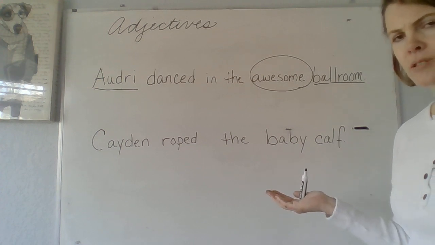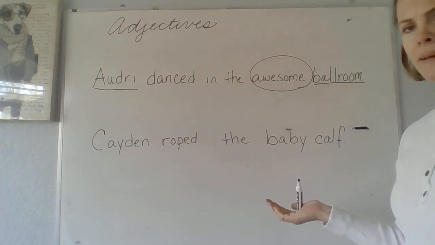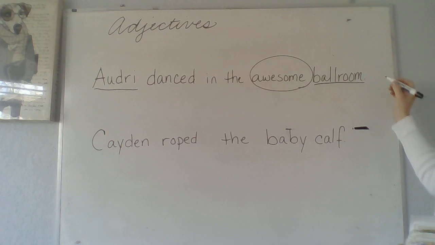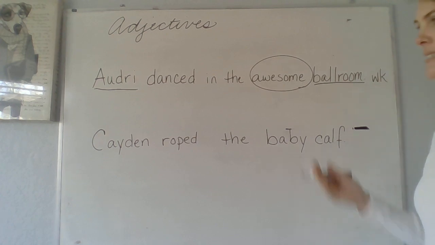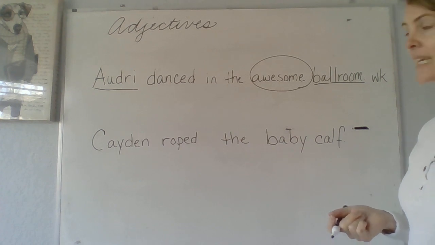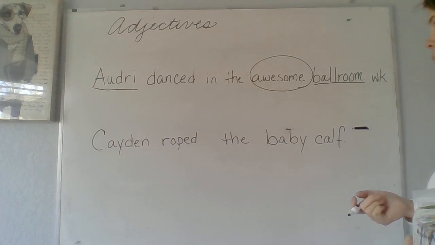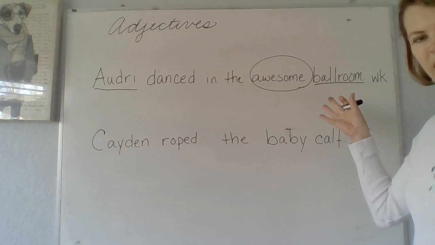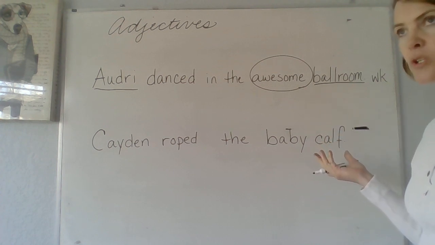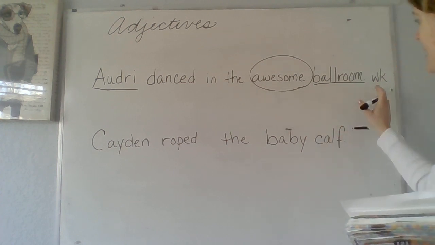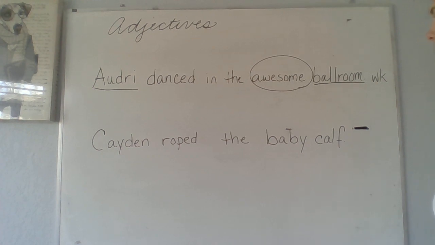What question did it answer? What kind, which one, or how many? If you said what kind of ballroom, that would be correct. It didn't tell us how many ballrooms, and it didn't answer which ballroom, although that could, kind of. Awesome is kind of like which one, the awesome one, but exactly which, what kind of ballroom.